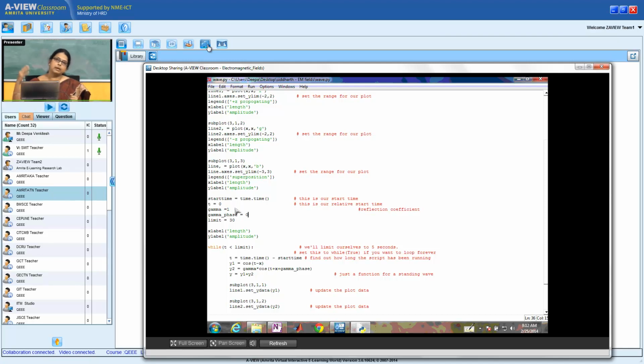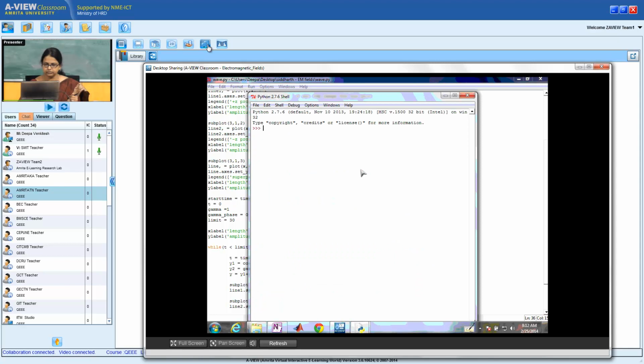Remember, we told the other day that depending on the kind of load that you are posing, it could be a real load or it could be a complex load. The impedance could be real or complex. So depending on that, you could have a phase for this gamma. In this case, I have taken gamma as 1 with 0 phase, and let's see if this code runs. What it is supposed to show you is Y1, Y2 and Y, which is the sum of the forward propagating and the reverse propagating wave.